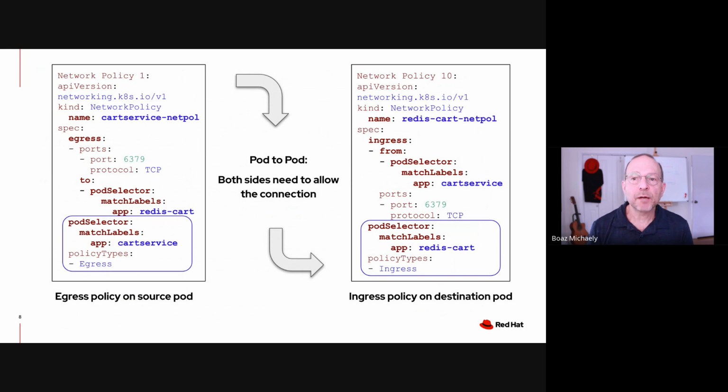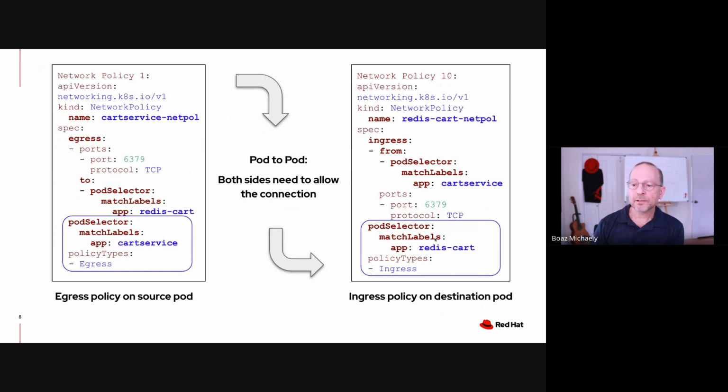In terms of YAML, what this looks like, let's start to get the taste. Let's look at this cart service pod. This is a network policy of type egress, which selects the cart service by label. And basically it says, I'm allowing communication on TCP port 6379 to Redis cart. This is one of the egress policies for cart service.